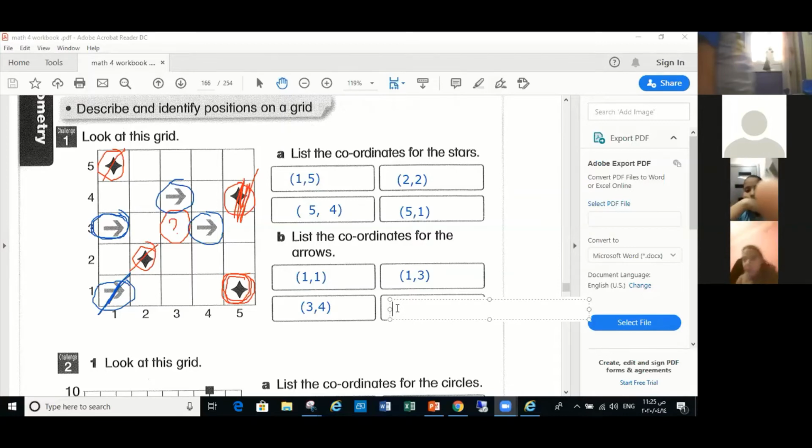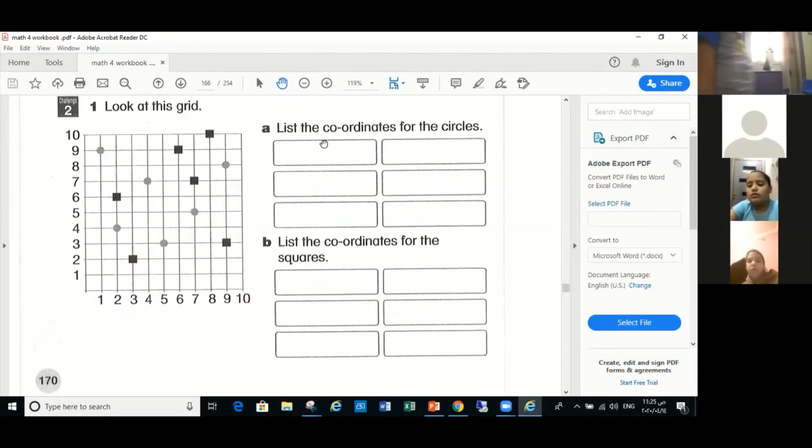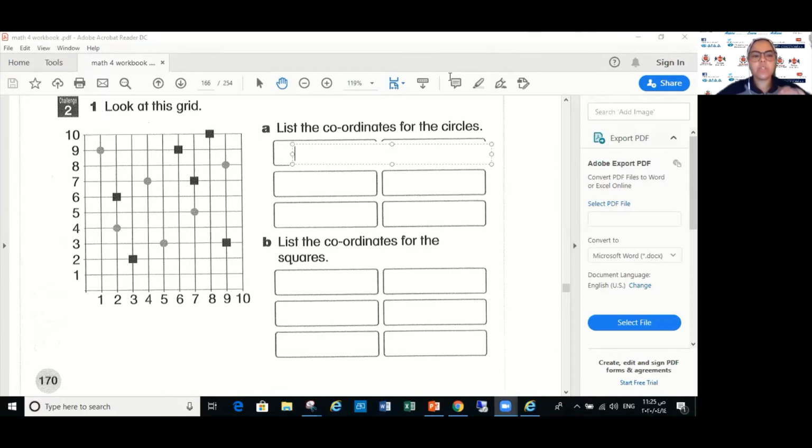Excellent. So, are they difficult, guys? Nope. So easy. Okay. Thank you so much. Let's go to the next question quickly. Next question, also he wants you to list the coordinates of the circles and list the coordinates of the squares. I'm not going to waste your time. I will write all of them and I want you to check your answers quickly, okay? Because you did the previous one, so just check your answers.